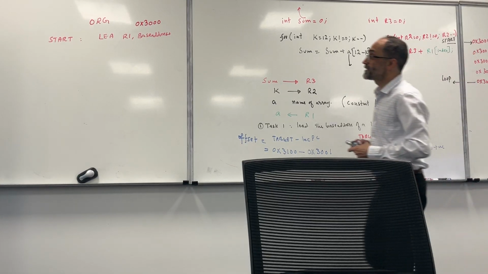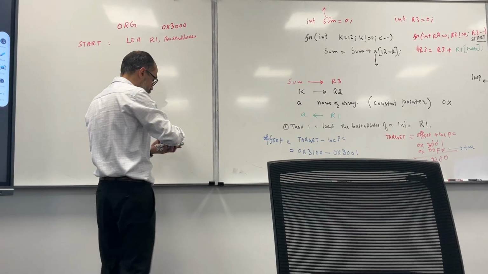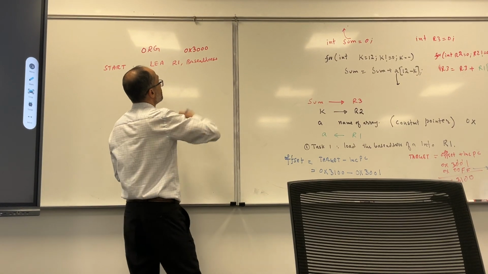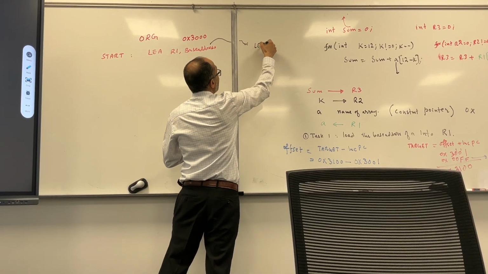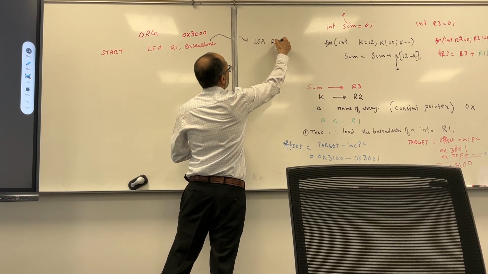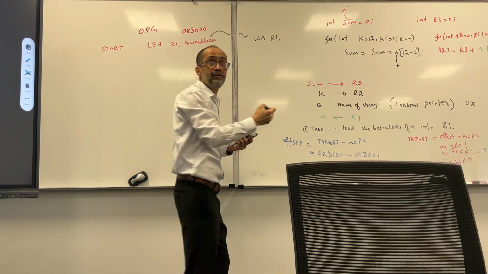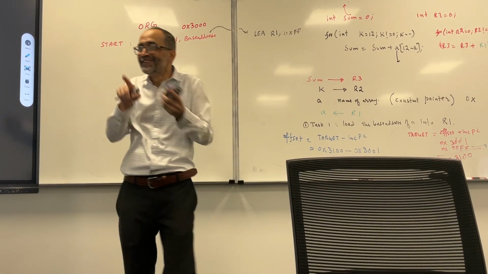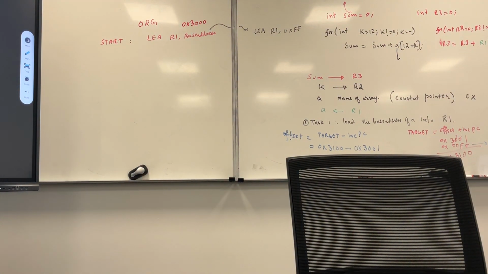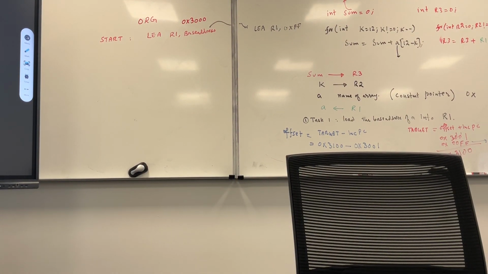So we can also write this instruction like this. Instead of using a label here, how can we write it? LEA R1, 0. These are two ways to write this. Any question?